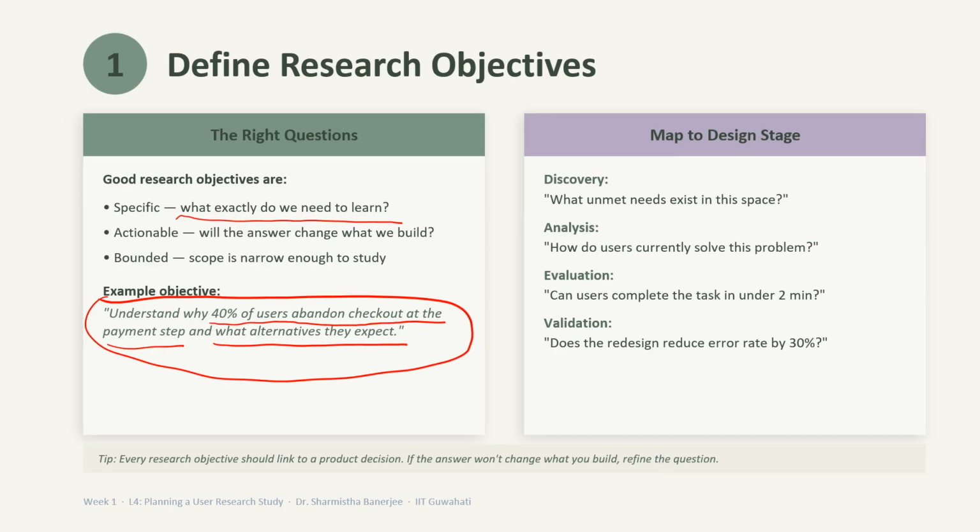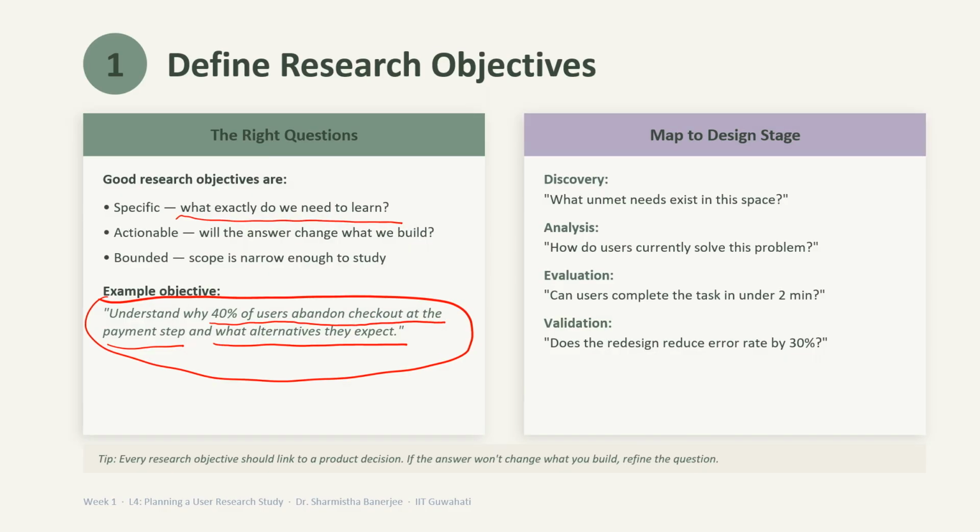Scope is narrow enough to do the study. If you have a very broad scope, so let's say I want to do user research which tries to understand the complete experience of people going through a particular e-commerce platform, that is a very broad objective. So try to have a specific, actionable and bounded objective.